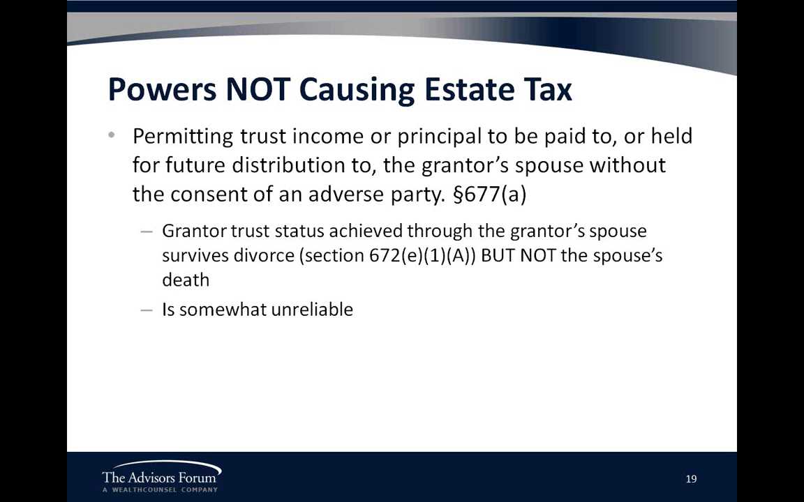So here's one that's pretty common, and sometimes it happens by accident because people aren't really thinking about it. The client just wants his or her spouse to be an income beneficiary. So if the income or principal is payable to the spouse of the grantor without the consent of an adverse party, then that's going to be a grantor trust. Obviously, the grantor has to have a spouse in order to do that. So it doesn't work for single people.